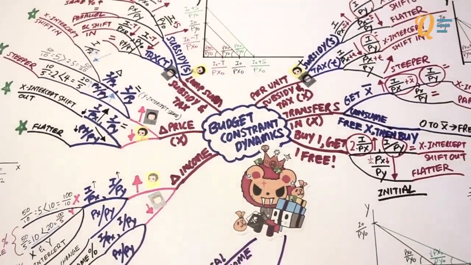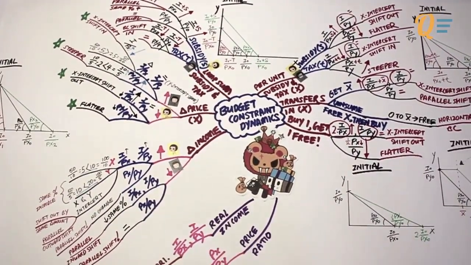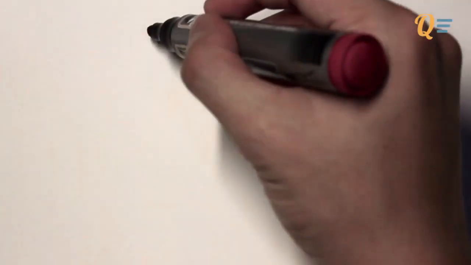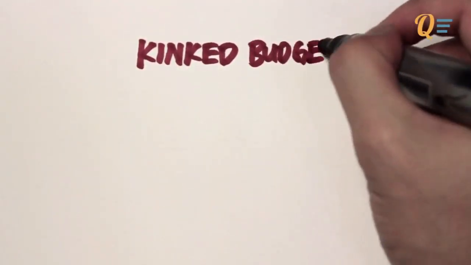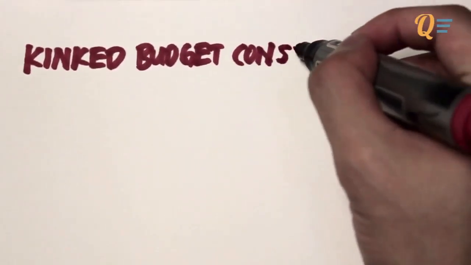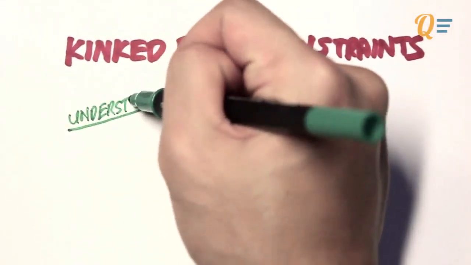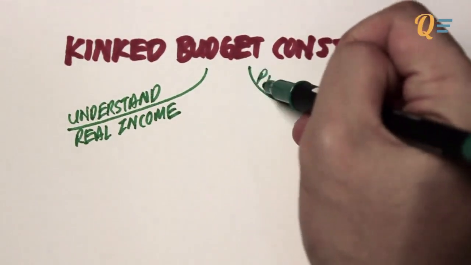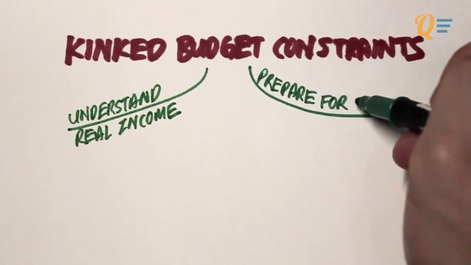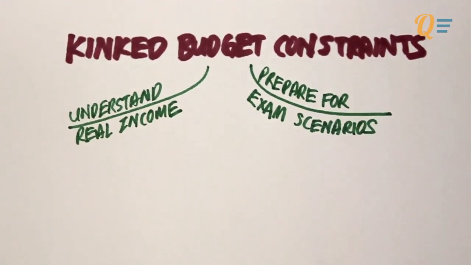Just let me congratulate you because you've actually learned most of the dynamics that can happen to the budget constraint. Of course, we want to take things to a higher level, so I'm going to introduce you to the concept whereby your budget constraint can be kinked. What I mean by kinked is that it won't be just one straight line. You have already seen this in the transfer in budget constraint dynamic. The purpose of me teaching you this kinked budget constraint is to understand real income better, and also to help prepare you for possible exam scenarios that might be a little bit more challenging.